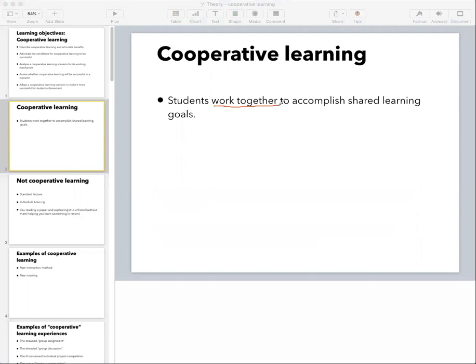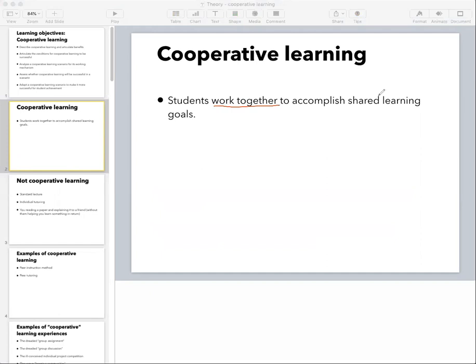If students are not working together, even though it seems like they are cooperating, then it isn't cooperative learning. For example, if you are borrowing class notes from someone who took this class last year, and you're building on those class notes, then you and the student from last year are not working together. So it wouldn't really be cooperative learning.